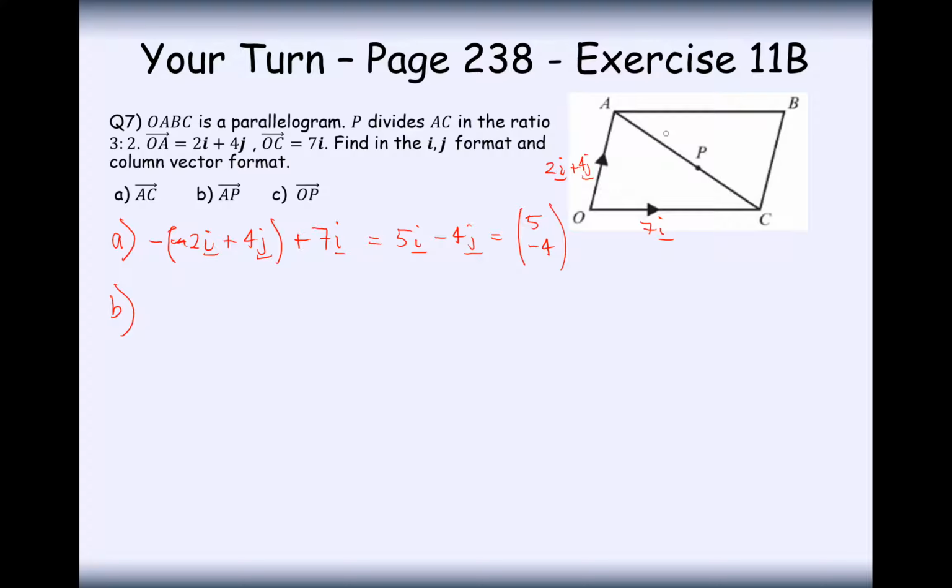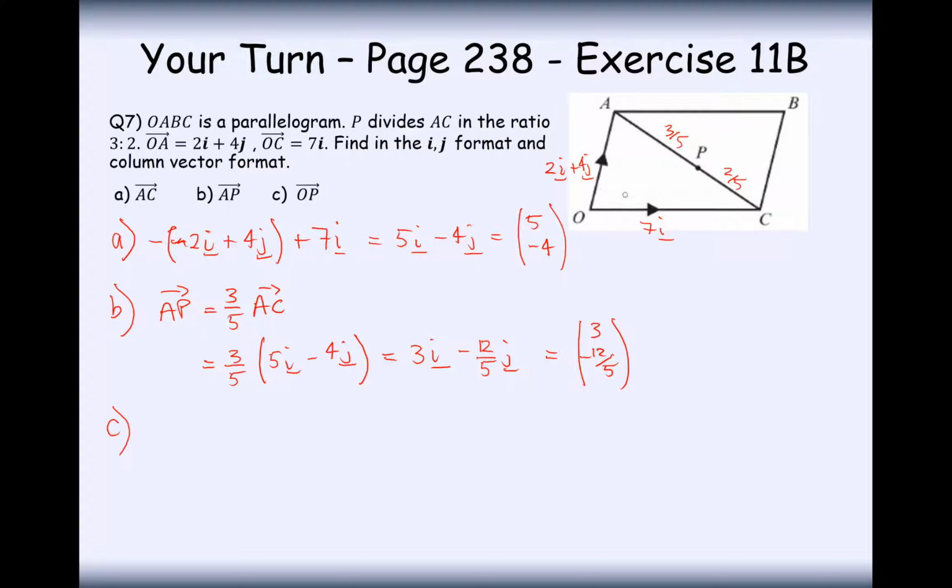Part b is how we would get from A to P. Well, I haven't quite read the question fully here. A to C is in the ratio 3 to 2. So this is going to be 3/5 and 2/5. So A to P is going to represent 3/5 of the journey from A to C. So the vector from A to C was this thing here. So this is going to be 3/5 of 5i minus 4j, which is equal to 3i, when we expand the brackets, minus 12 over 5 j, or in other words, as a vector notation, (3, -12/5).